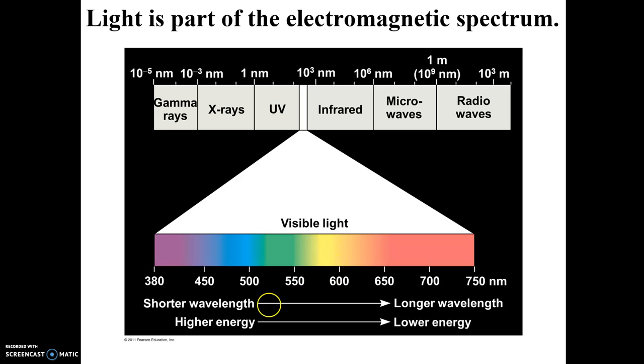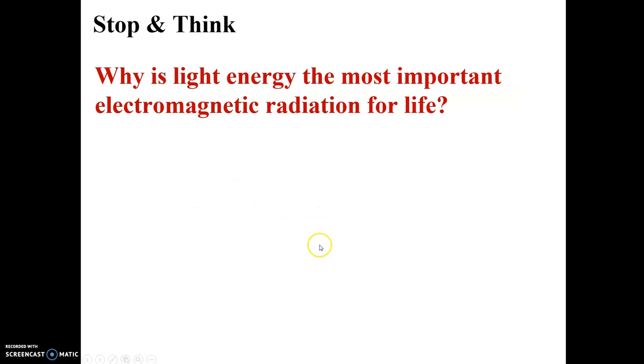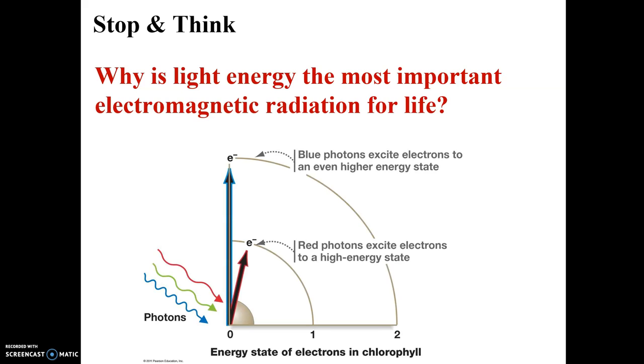And the energy that they capture happens to be in this visible light spectrum, what we can see with our eyes. And one question we can ask is, why is this energy that we can see the most important radiation for life? And it's a really good question. We can see that energy. Plants use it to build sugars.